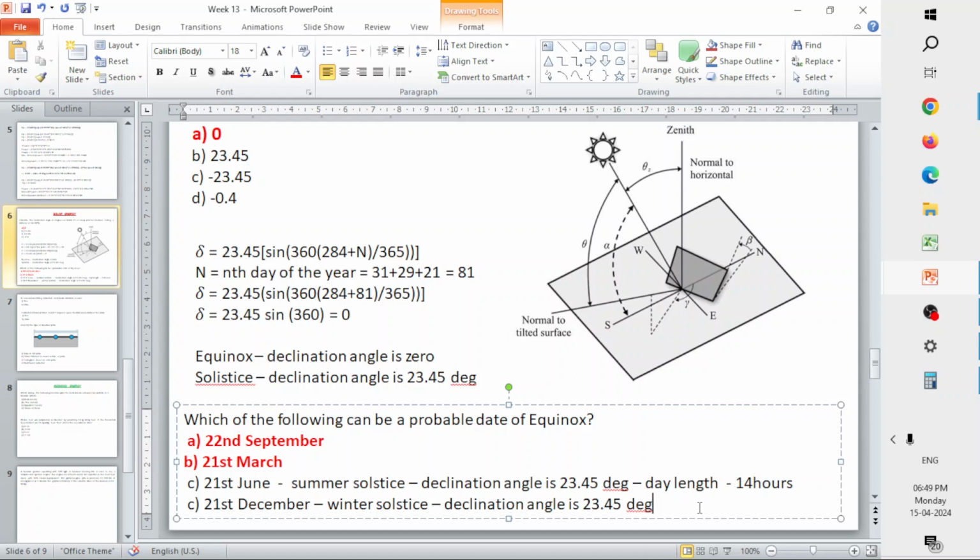And at the winter solstice, the day length will be the shortest one. Very small, very little amount of sunshine hours. So that will be only about 7 hours approximately. So at the summer solstice, the day length will be more, and the declination angle is 23.45 degrees. At the winter solstice, the day length will be short, only about 7 hours.